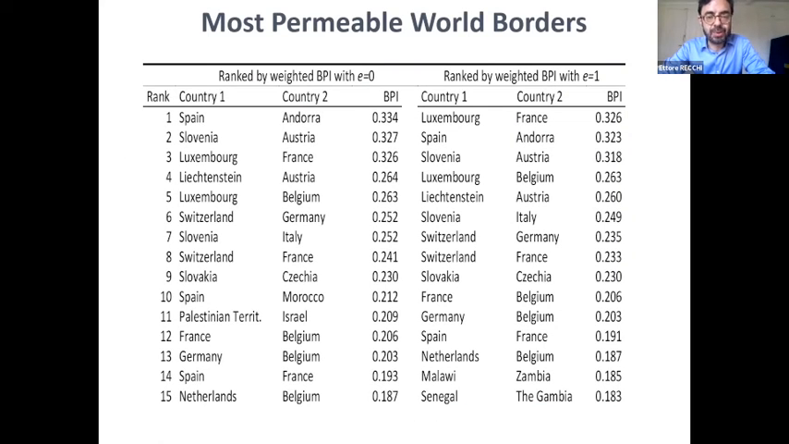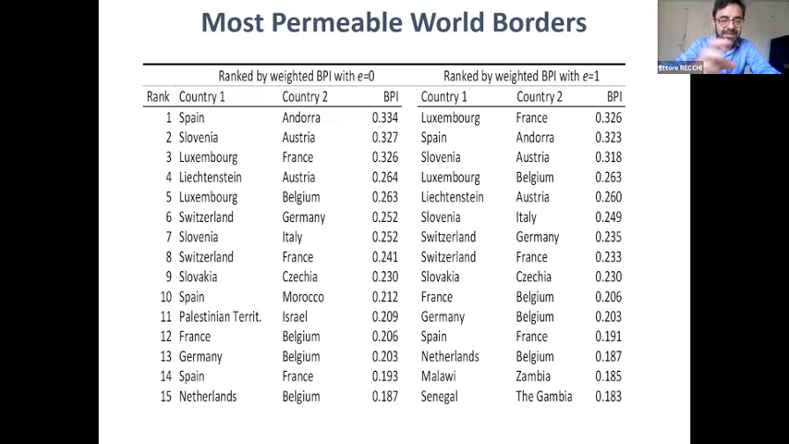So here we have the countries with a higher BPI, the higher permeability of borders. There is little surprise that on top of the world ranking, we have European borders, and particularly European borders with tiny nation states. So the border between Spain and Andorra, between Slovenia and Austria, between Luxembourg and France, Liechtenstein and Austria.